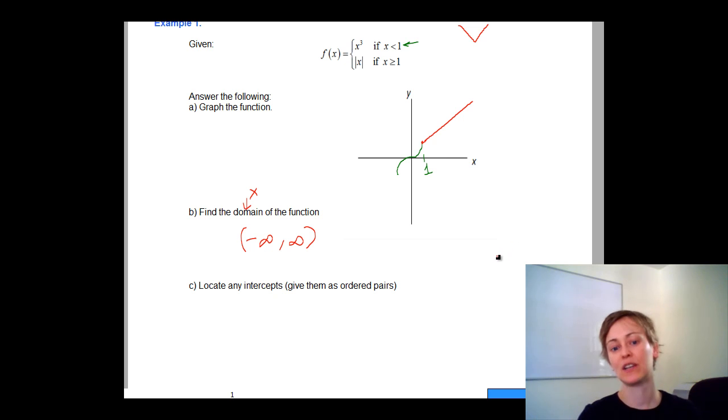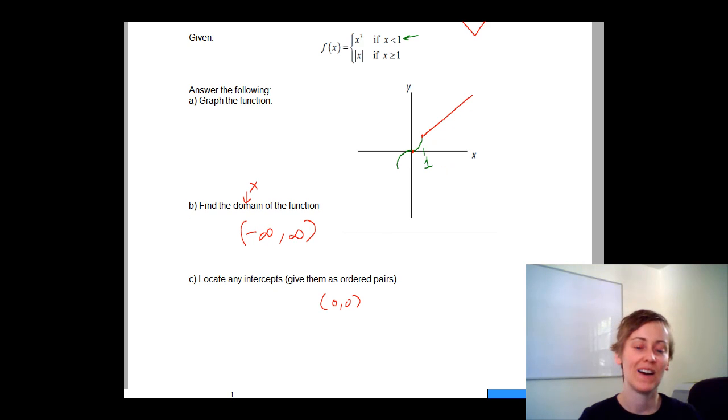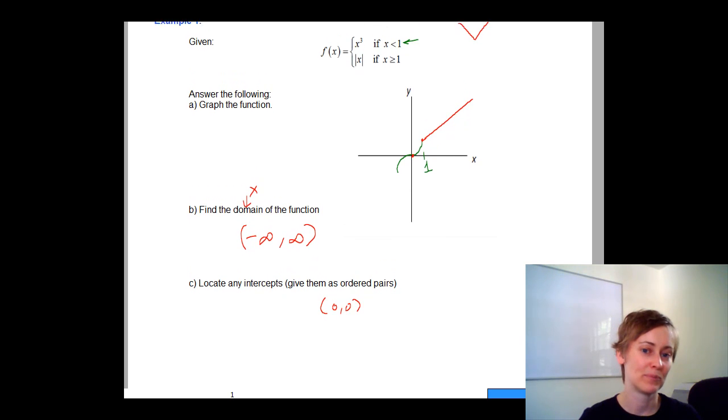Okay. Next question. Locate any intercepts. Give them as ordered pairs. Well, the only intercept for this function is right here. It crosses the x and y axes right here at the origin. So it's (0, 0). That's the only intercept. Okay. That's the end of that example.